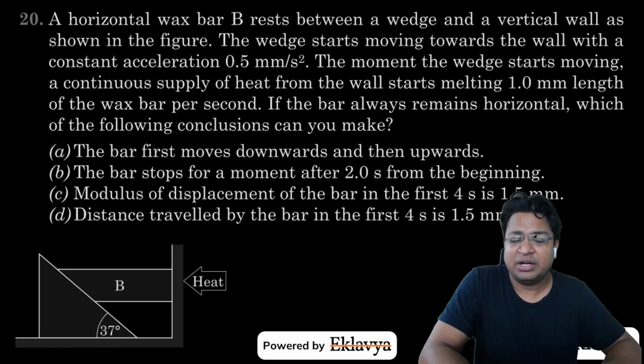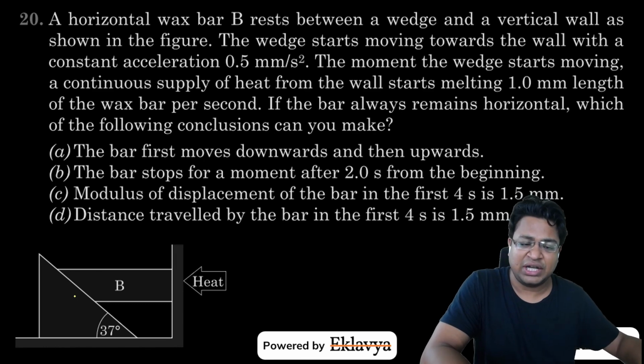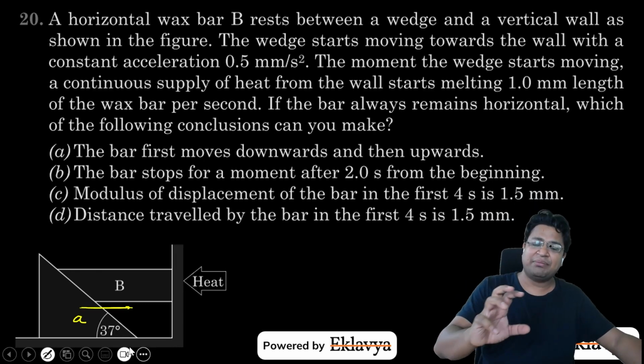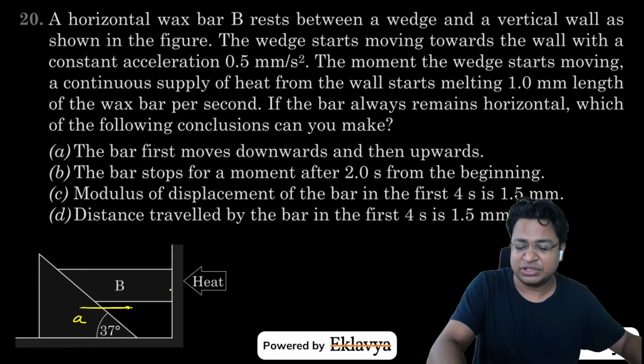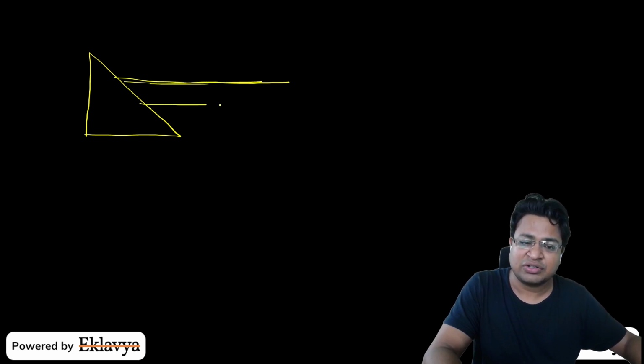Question number 20. Interesting question. This question says that this wedge has started traveling with some acceleration A. Now, guys, imagine a situation in which this wall is not there and we have a rigid structure like this. Like there is a wedge and we have rigidly attached a horizontal rod, a horizontal bar, on it. Imagine this.